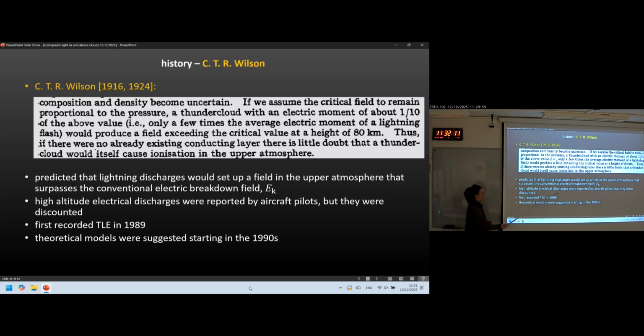Initially, some of these discharges were reported by aircraft pilots, but they were discounted. People thought they were just dreaming it. The first recording was in 1989, and then we started getting models trying to predict it, trying to understand it, also in the 1990s, shortly thereafter.